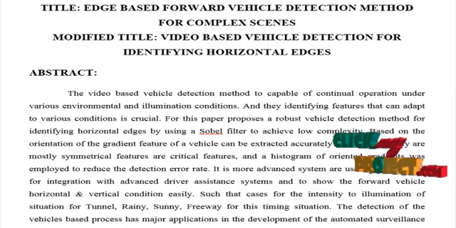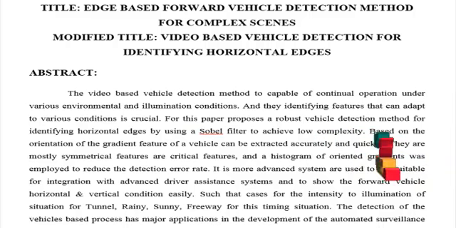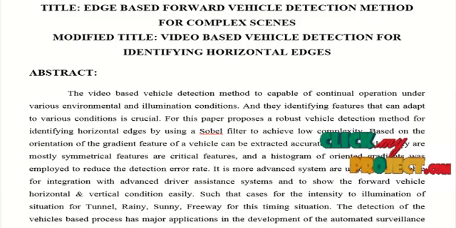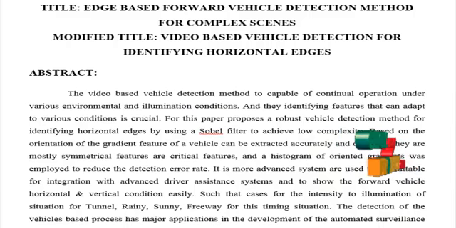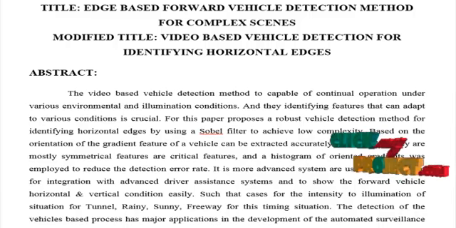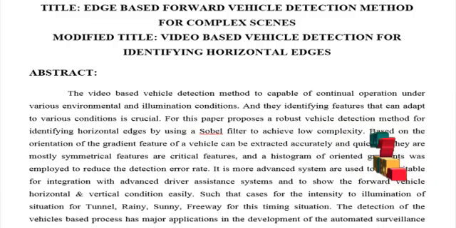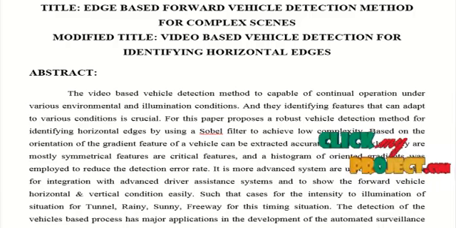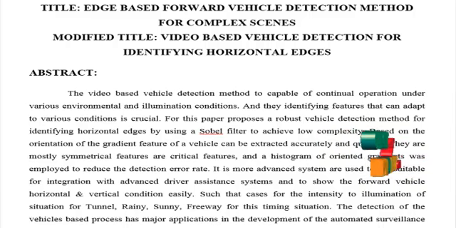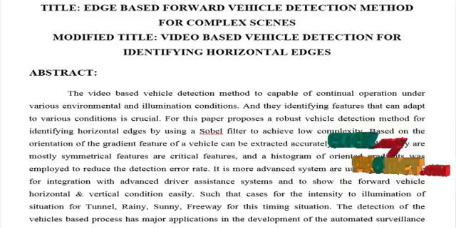The detection of vehicles based on the process has major applications in the development of automated surveillance systems. An object-based segmentation method that locates and identifies the objects in the input video is proposed. The approach is robust to illumination variations. The proposed vehicle detection system uses the gradients and the selected ROI for the identification of the vehicle.